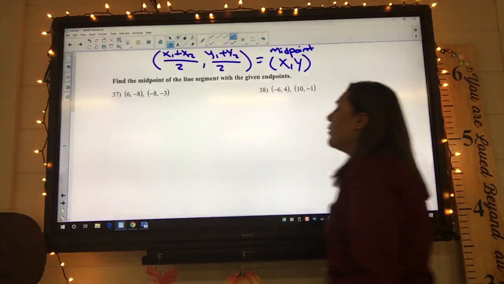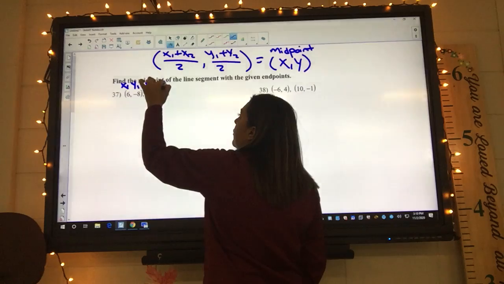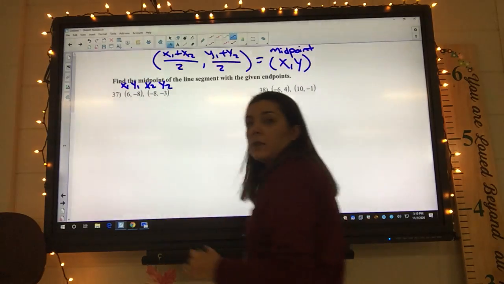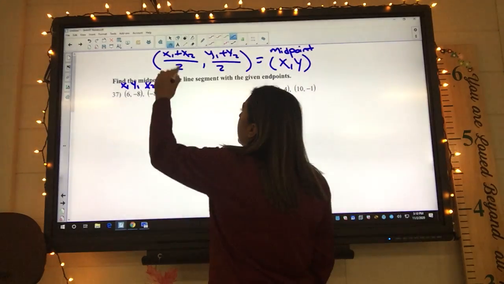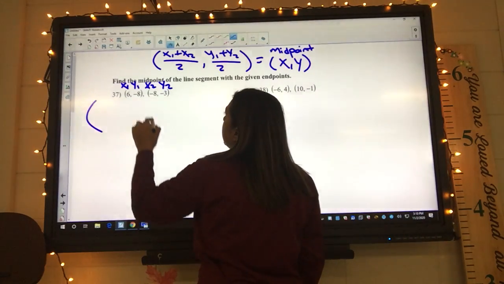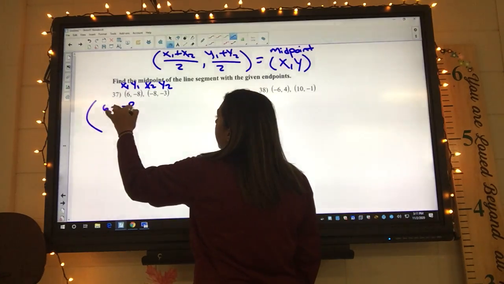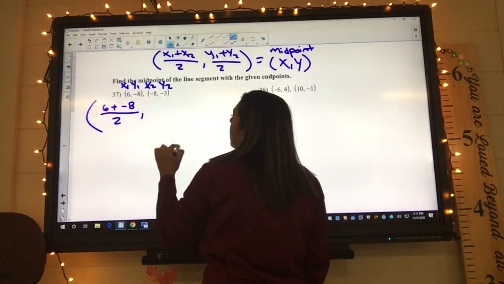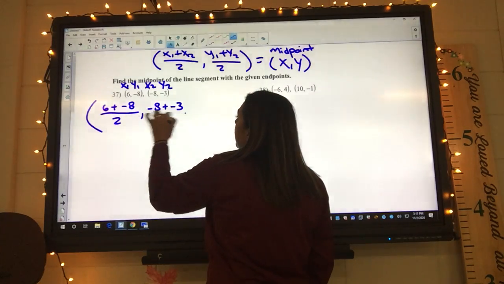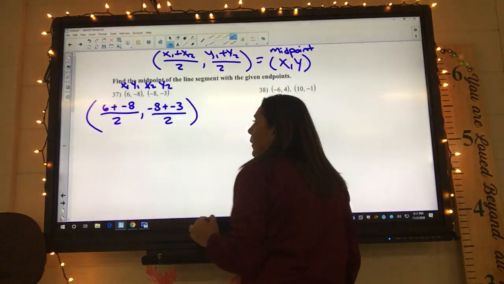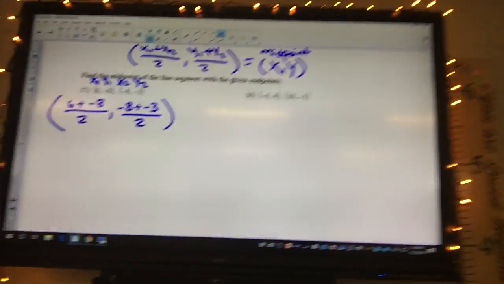Okay? So our very first step on all these is going to be label x sub 1, y sub 1, x sub 2, y sub 2. Okay, well, I can go ahead and start plugging stuff in. So I got parenthesis, x1 is 6 plus x2 is negative 8 over 2, comma, y1 is negative 8 plus negative 3 over 2. And remember, on these, we can just type them all into the calculator, okay?